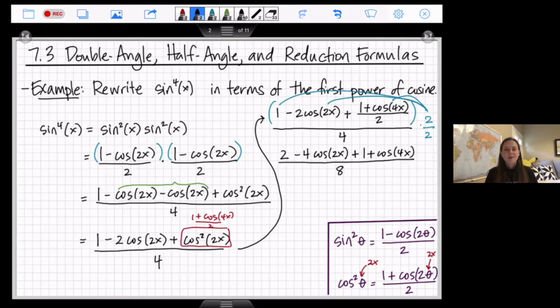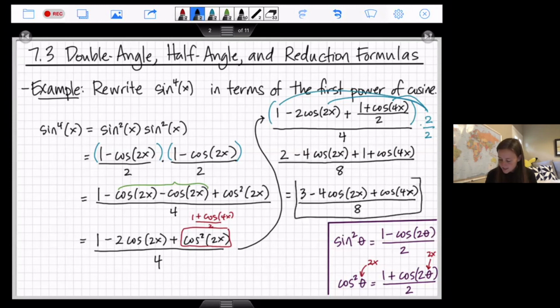And I'm almost done. All I need to do up in that numerator is to combine the 2 and the 1, the single constants that are there. So I get 3 minus 4 cosine 2x plus cosine 4x divided by 8. And that is the same as sine to the fourth x all in terms of the first power of cosine. And I know you're looking at that right now thinking there's no way that that's going to make my life simpler in calculus, but I promise that it will.